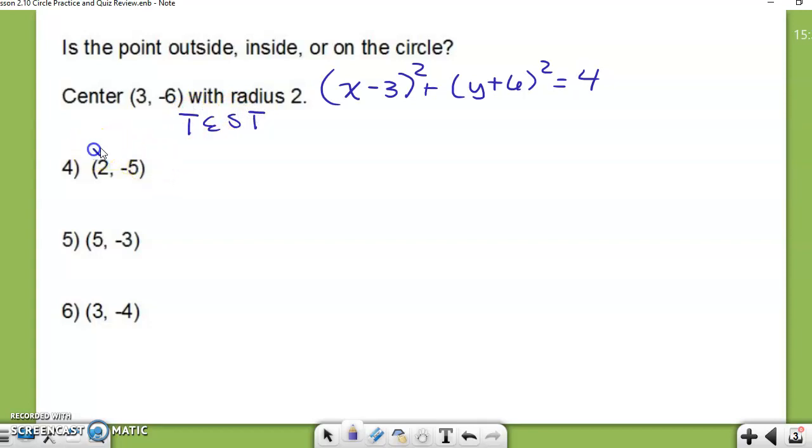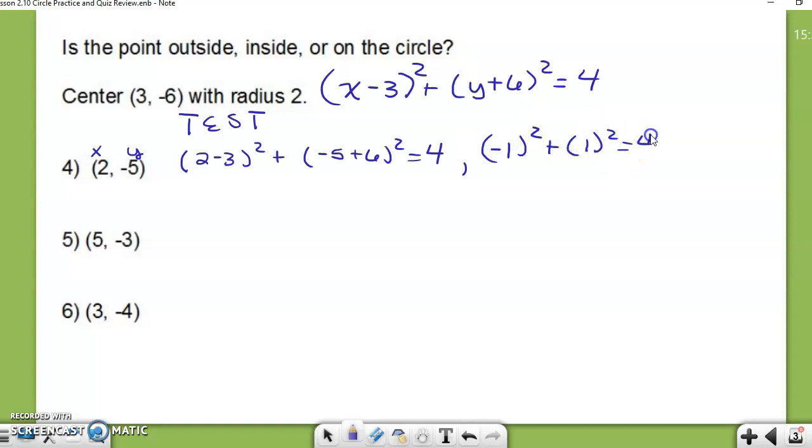Now that I have my equation, I'm just going to test these points. So if I look at this point 2, negative 5, I'm going to plug them into the equation. 2 is my x, negative 5 plus my 6, and I'm going to compare it to see does it equal 4. Well, what I get here is a negative 1 squared plus 1 squared equals 4. When I compare that, a negative 1 squared is 1, 1 squared is 1, that's 1 plus 1. 2 is actually less than 4. So this one, since it's less than the radius squared, is going to be inside.